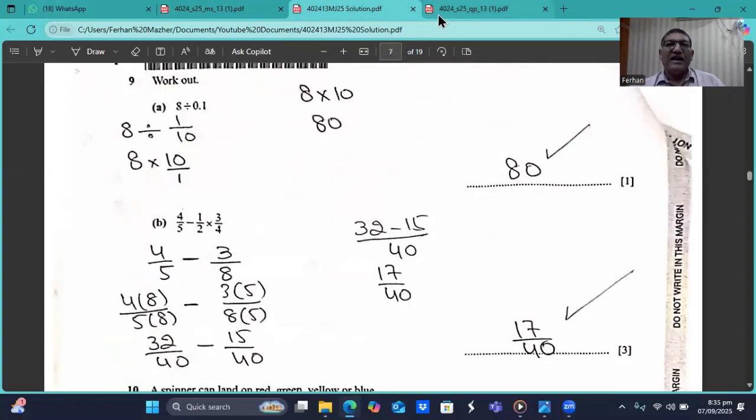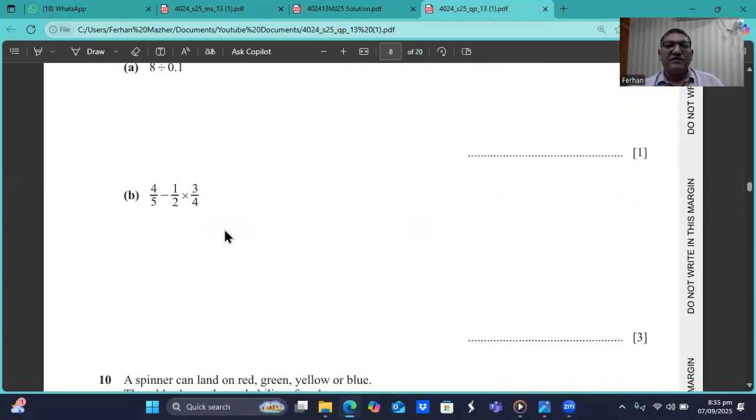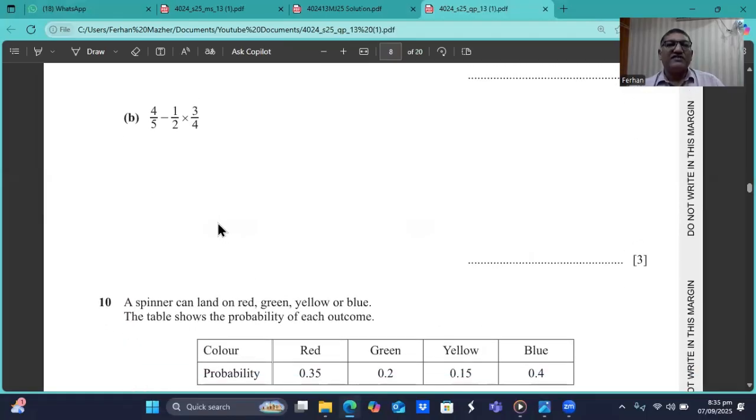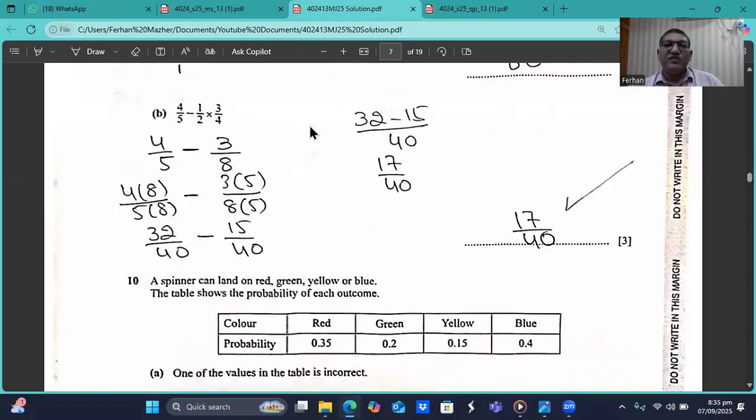Okay, so then we have question number 9, part B here. Three fractions are given: 4 by 5 minus 1 by 2 multiplied by 3 by 4. Remember the board math, first of all, we are going to do the multiplication. So first of all, 1 by 2 and 3 by 4 should be multiplied, and then the subtraction should be done. So 4 by 5 minus, the numerator multiplies with the numerator, the denominator multiplies with the denominator. So you will get 4 by 5 minus 3 by 8.